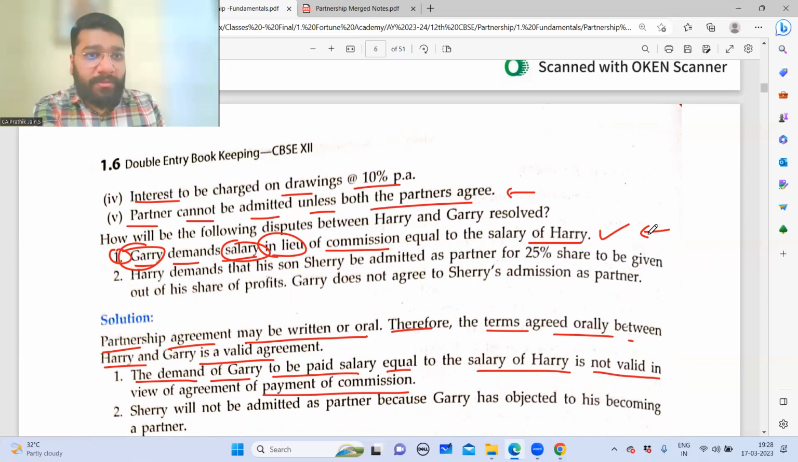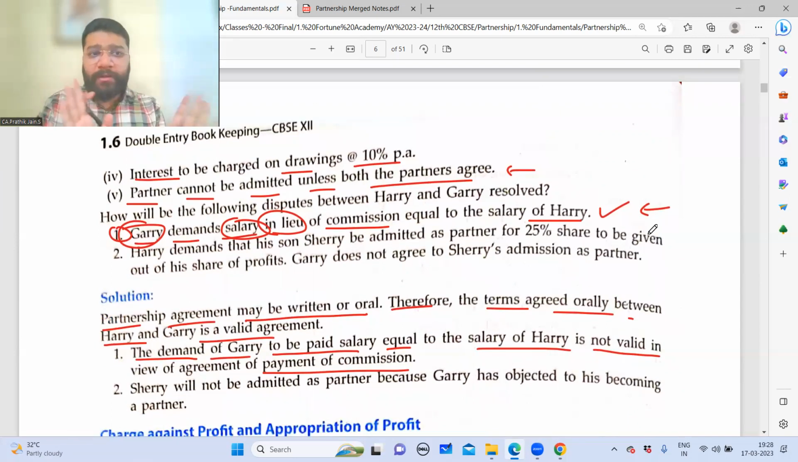So this question I'll make you understand when I come to the P&L appropriation part. Just since you're asking, if salary is to be treated as a charge against profit, then yes, he has to get the money irrespective of profit. But if it is treated as appropriation of profit, then he can get salary only if there is a profit. If you have not understood, leave it. You'll understand in the upcoming classes.